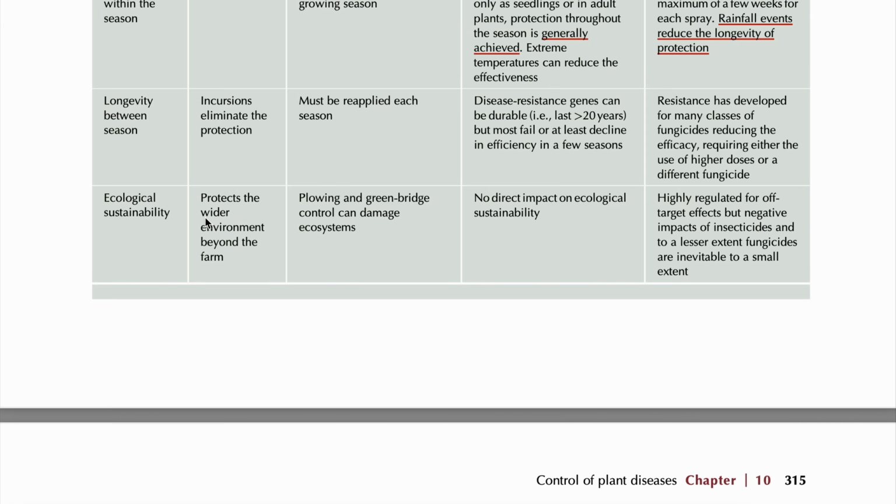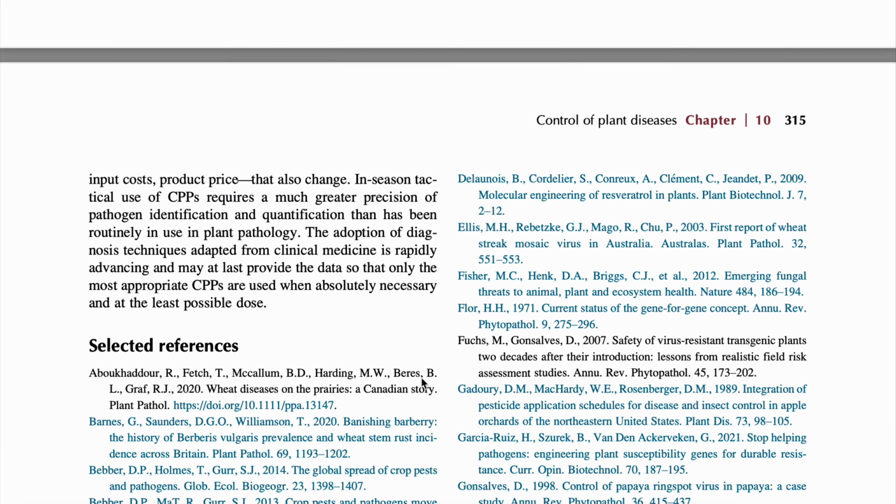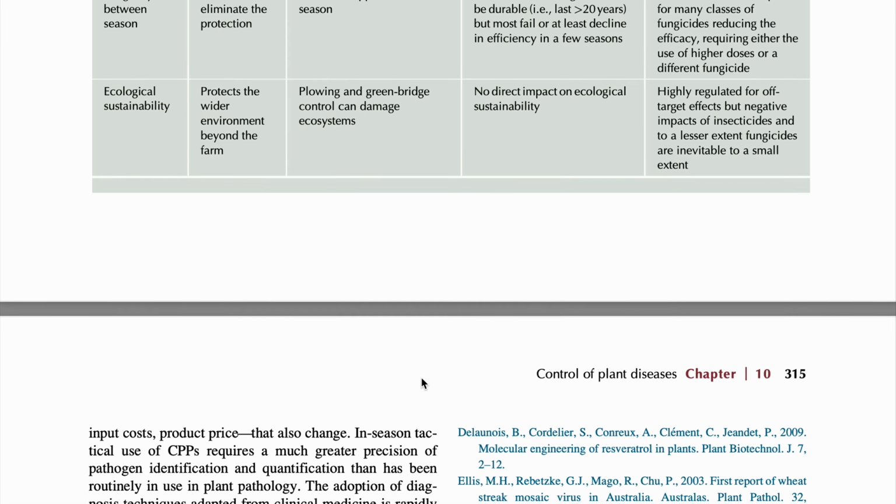Then ecological sustainability. For biosecurity, it protects the wider environment beyond the farm. For agronomy, plowing and green breach control can damage the ecosystem. For genetics, no direct impact on ecological sustainability. Why? Because they work on a genetic basis. Okay, they work with genes. And the last, CPP: highly regulated for off-target effects, but there is negative impact of insecticides, and to a lesser extent fungicides, which is inevitable to a smaller extent. Okay, that was the last topic. Fine.